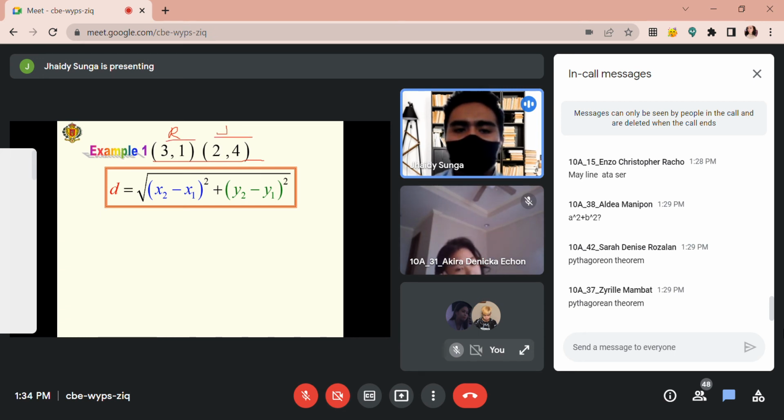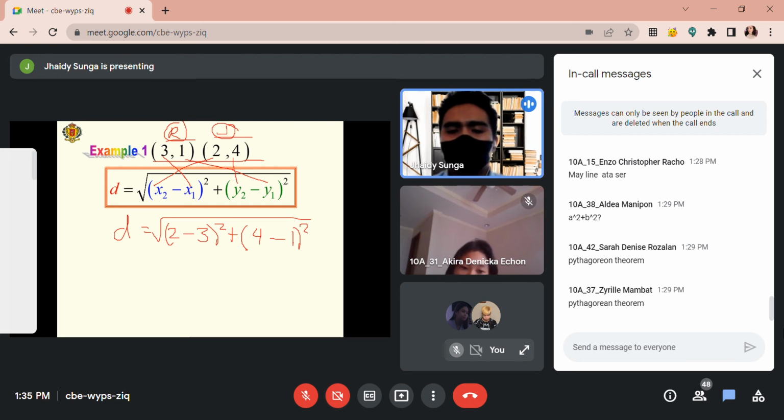After we get the coordinates of these 2 points, we then substitute them. What is the x sub 1? This is the x sub 1. This is the x sub 2. Then this is the y sub 1, and this is the y sub 2. So if we are going to write d equal to the square root of 2 minus 3, squared, plus y sub 2. What's the value of y sub 2? It's 4 minus 1, squared.